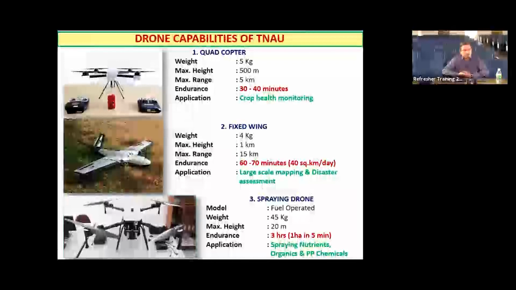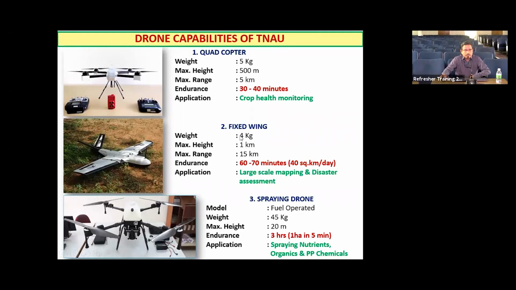And we have acquired a lot of drones for various applications. There are three types of drones available with us. One is quadcopter, that means four-winged drone. The weight is around 5 kg. It can fly up to a height of 500 meter, half kilometer, can go up to 5 kilometer range, and 30 to 40 minutes it can fly. So this we are using for crop health monitoring for small areas.